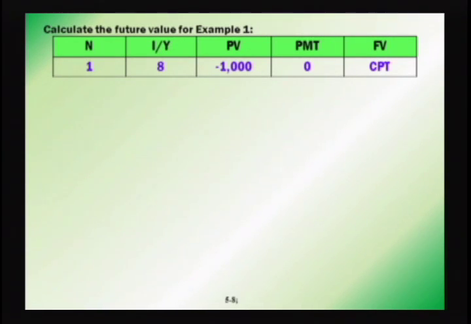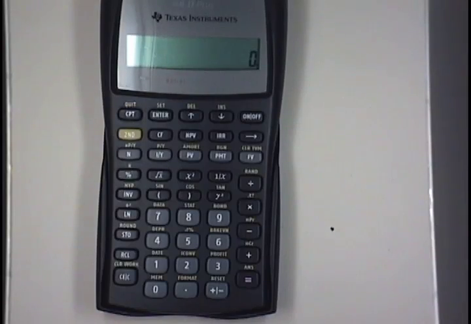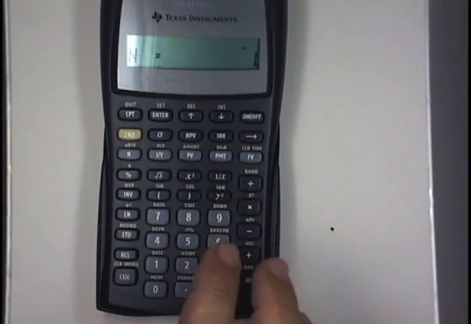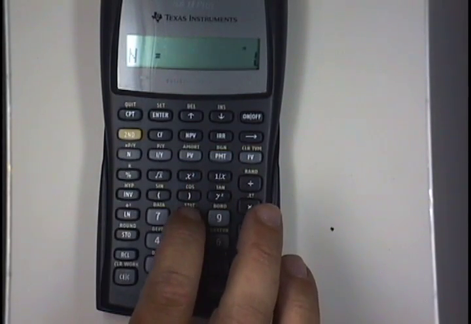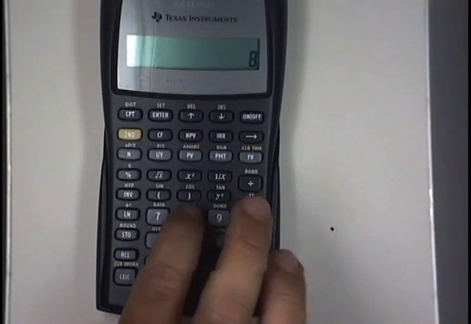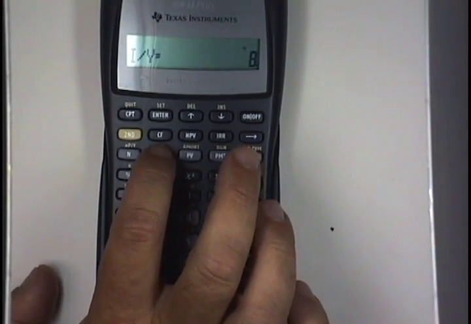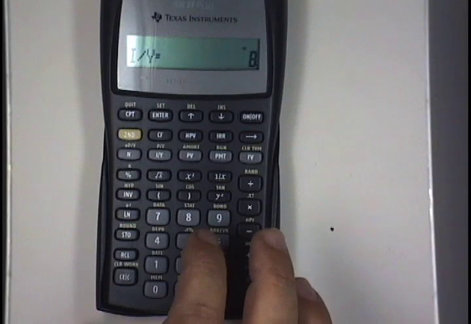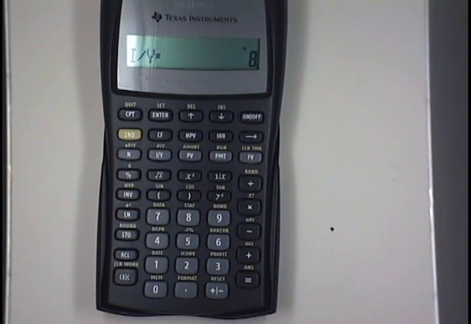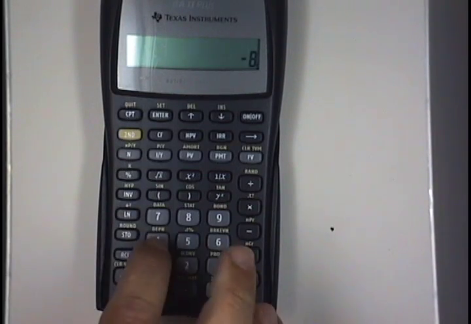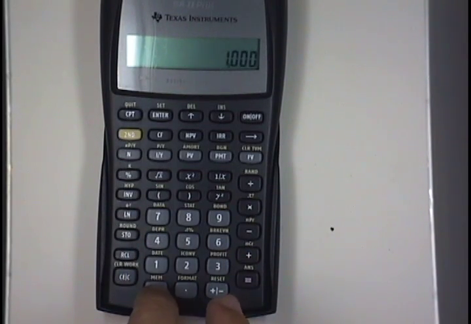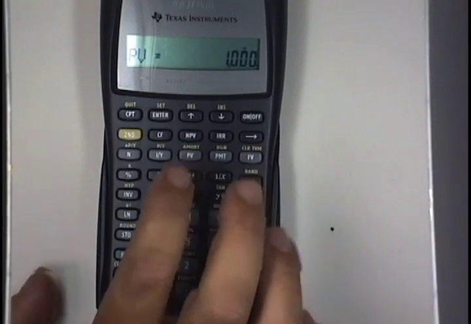Let's go ahead and try that. Okay, I'm going to enter the numbers. I have 1n. My interest rate was 8. 8 is I over y. My present value is a negative. I put that in, so that's going to be a negative because that's a cash outflow for me. On the bottom row, we have a positive negative button. I'm going to make that negative 1,000. That is my present value.